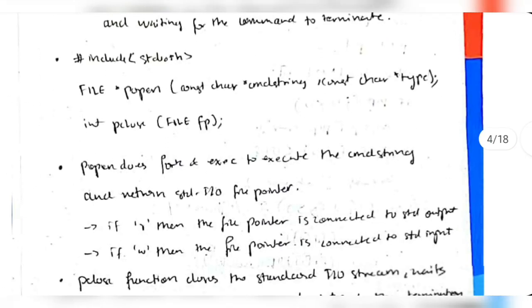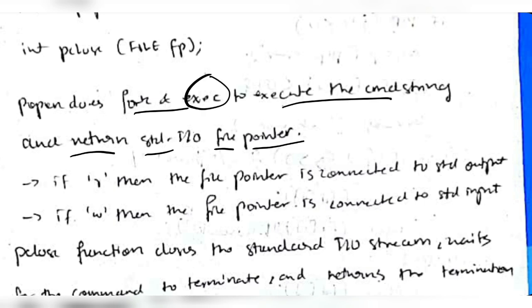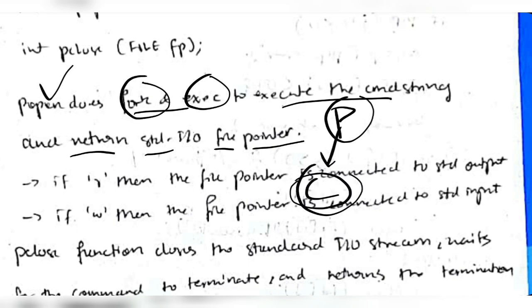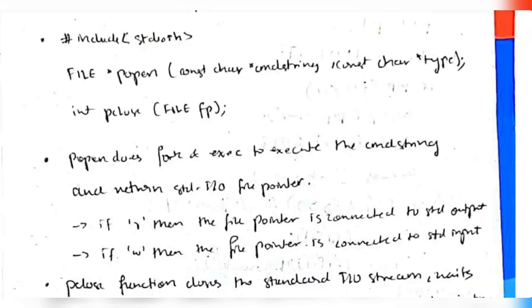And popen does the fork and exec to execute the cmd string and returns a standard I/O file pointer. Popen means what? You are going to perform some operation, so you are going to execute something, and open means you are going to fork it. The parent process is there, you are going to perform some operation, and you will be making the child process also, so that is fork. So popen makes a child process and executes it. What you are executing, you have mentioned above as the cmd string. After you have done that, you will return something. Just forget about this one.